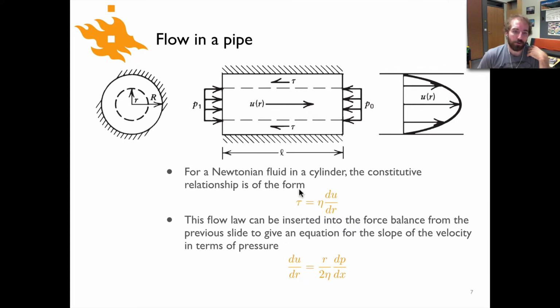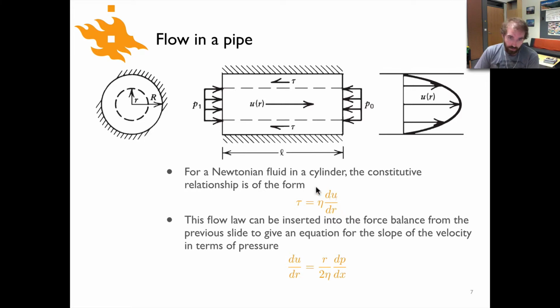The flow law, or the constitutive relationship that we would have for this Newtonian fluid, would be saying that the shear stress tau is equal to eta times du dr. Previously we had something like du dy. Now we're just talking about du dr. It's the distance from the center, that little radius dr in this case.